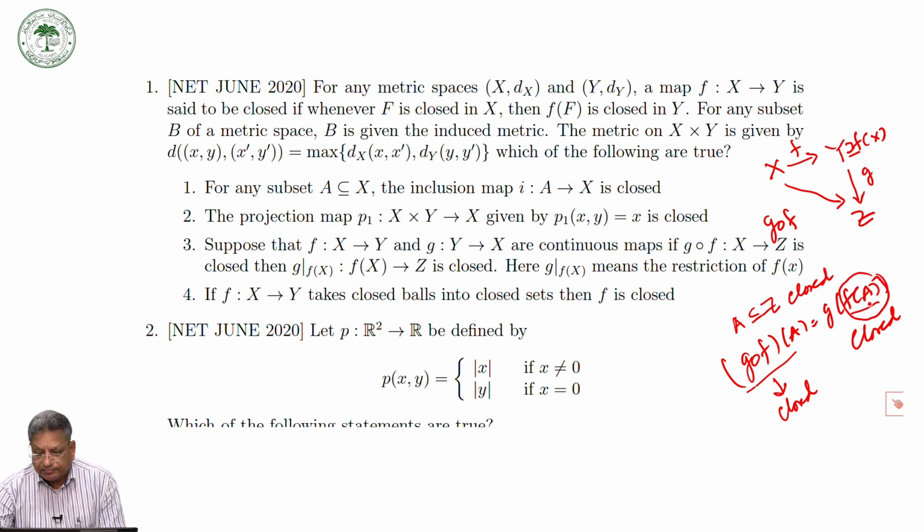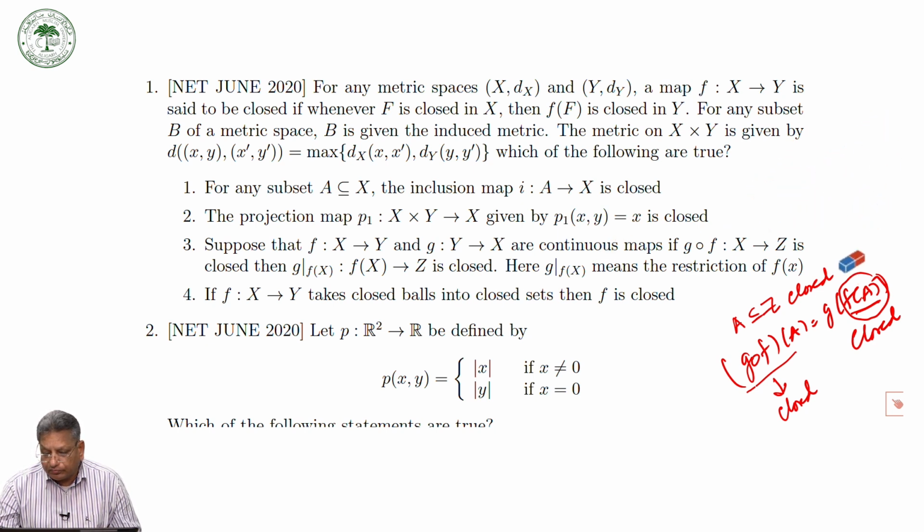Suppose this is closed, then f(A) is closed. Because this set is closed, this must be a closed set. It means that whatever is this g(A), for example g(Y) is closed. So if you take Y as a subset of f(X), then g(Y) is closed, and therefore this statement is true. So this way you can prove that the statement is true or false. So this statement is true.